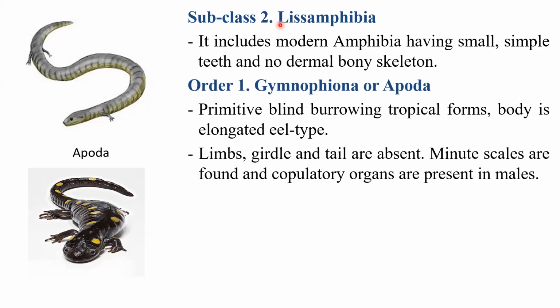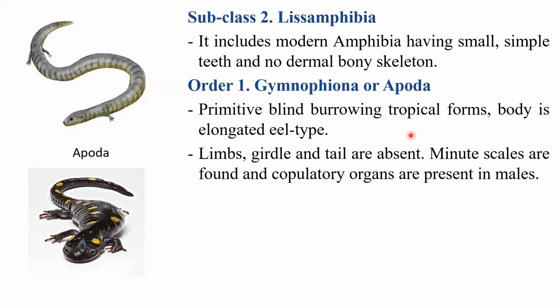So from this subclass, it is noted that this is the modern group. In this subclass, the amphibians are found just like the modern amphibians. They are small in size. They have simple teeth rows present, and also the dermal bony skeleton is present in their body. The first order from this subclass is the Apoda. From this order, it is noted that the amphibians are primitive, blind, burrowing tropical forms.